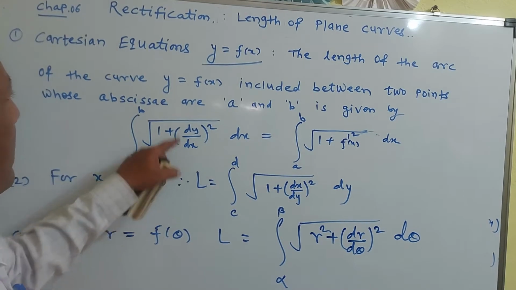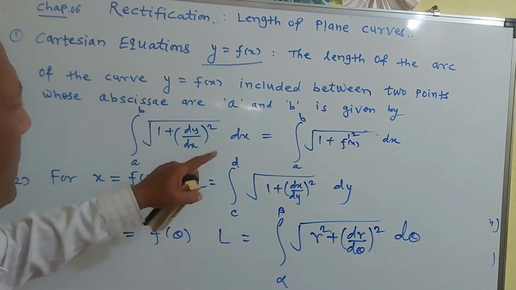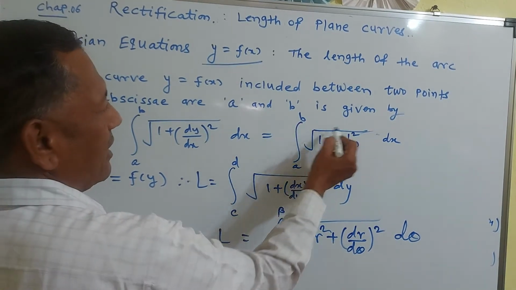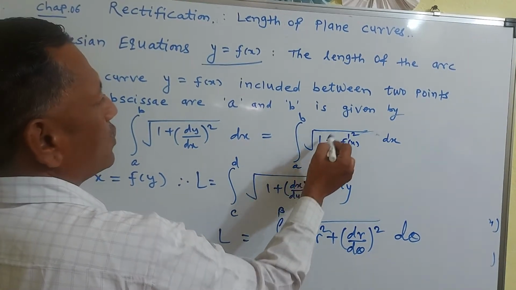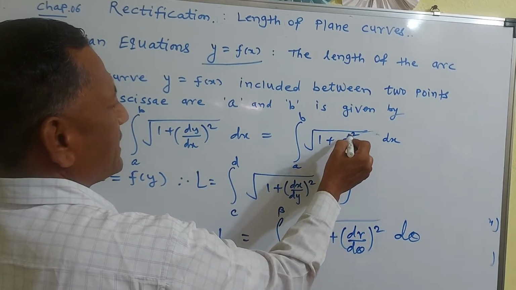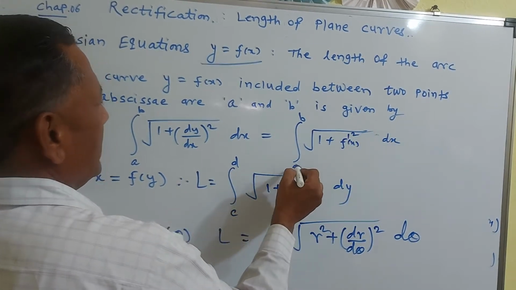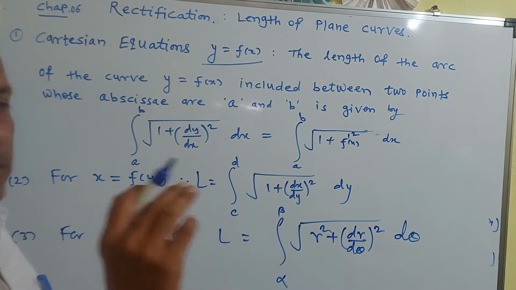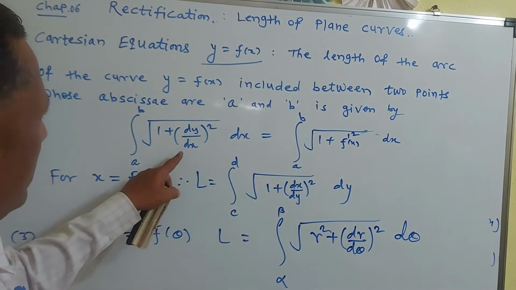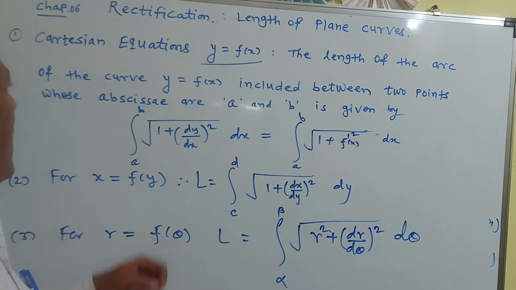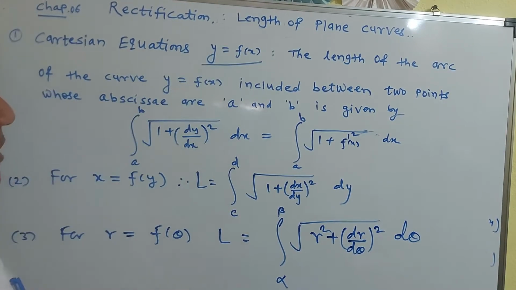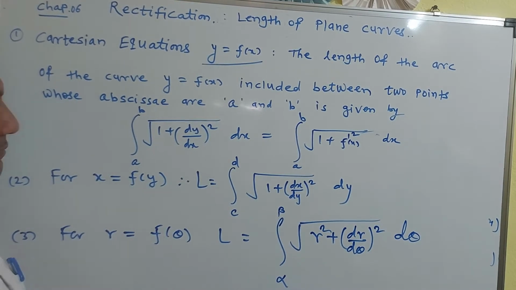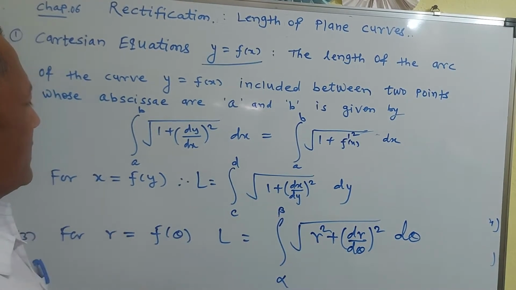So dy by dx is obtained from y is equal to f of x, meaning f dash. Or this can be written as integration of root of 1 plus f dash square dx, integration going from a to b. Here a and b are abscissas of those 2 points. So using this formula you can find the length of arc of the curve y is equal to f of x. If the curve is of the form x is equal to f of y, then what is its length?